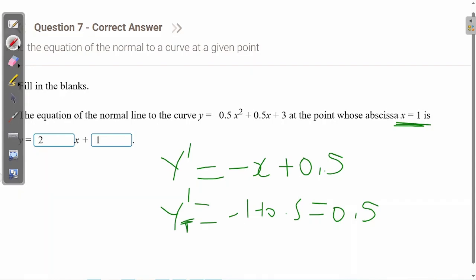Now we want to find it at the normal. So y prime at the normal is going to be equal to negative 1 over the tangent slope, which will be equal to negative 2.